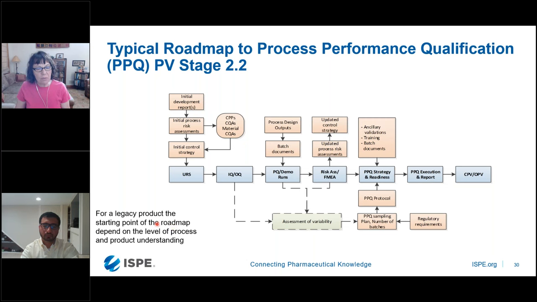And for a legacy product, the starting point won't necessarily start here at initial development. It may start in just some demo runs because there's been no changes to equipment and so on, depending on the process change that is requiring PPQ.